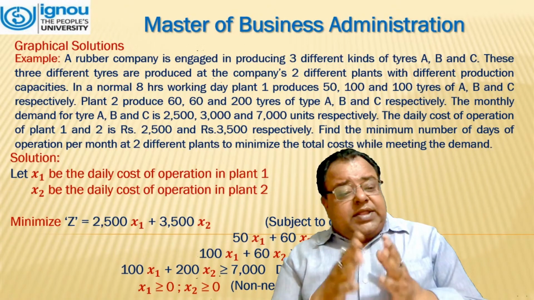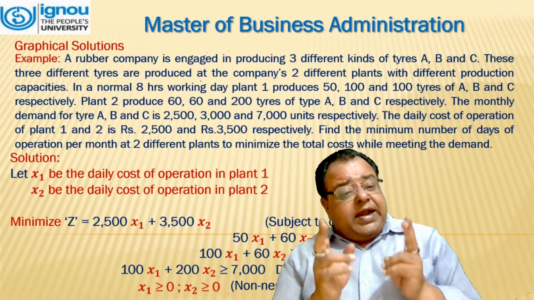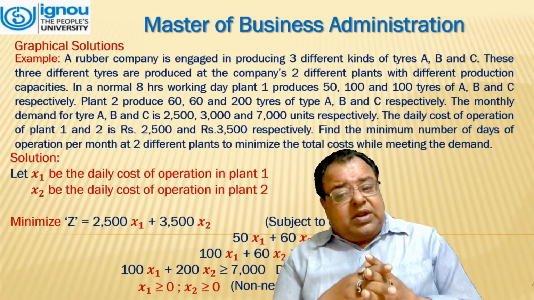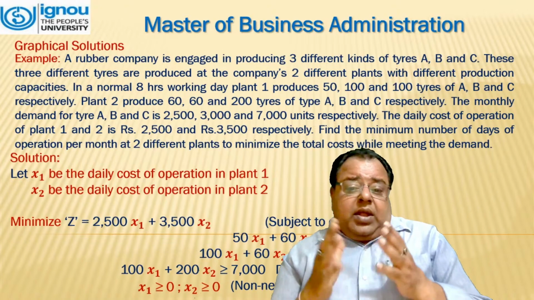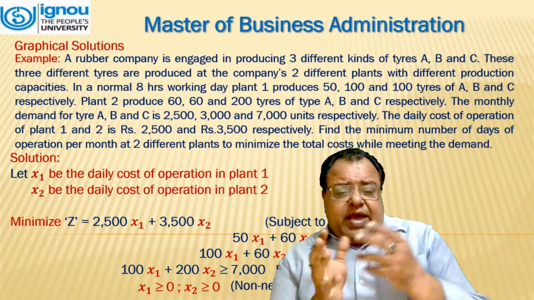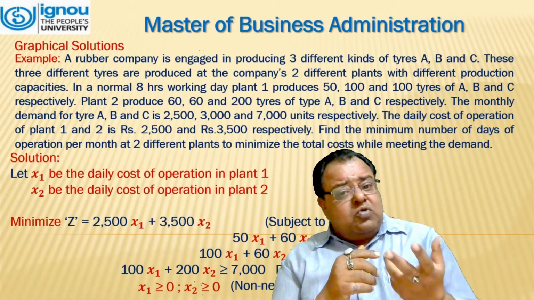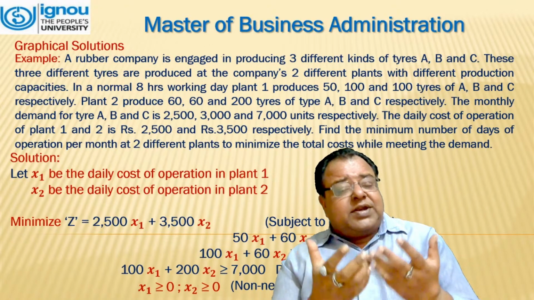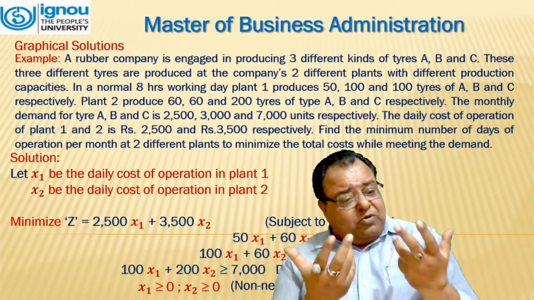Find the minimum number of days of operation per month at the two different plants to minimize the total cost while meeting the demand. Now, here we can see that we are talking about three types of tire, and we have two plants. And what will be produced? Tires will be produced. And where will they be produced? They will be produced at two plants.